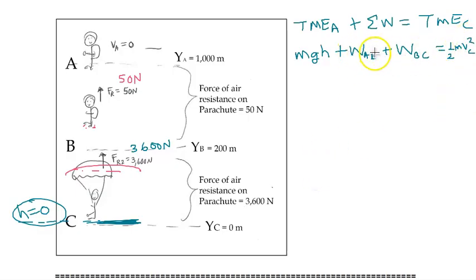Okay, but the trick is you're going to have two different work terms with different distances. That's fine. You're just calculating it. And the other thing that's a little bit tricky is figuring out what these distances are, but it's not hard. You just got to pay attention.